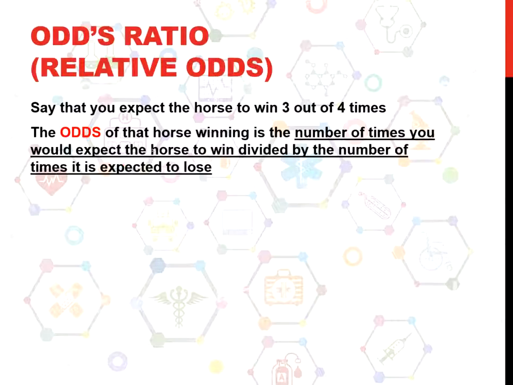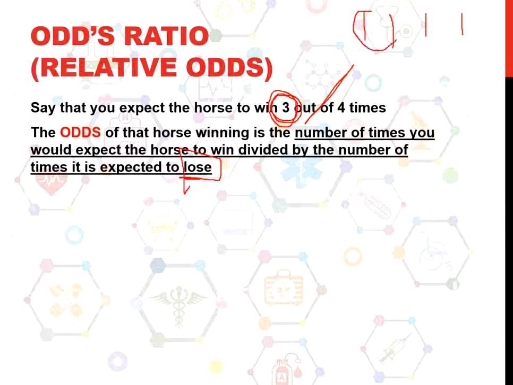So, ilang beses daw siyang mananalo? 3 times daw siya mananalo, divided by the number of times you would expect it to lose. So, ilang beses siya matatalo out of 4? Paano yun makompute? So, kung 4 times, 1, 2, 3, 4, 4 yung ating contest. So, 3 out of 4 daw panalo siya.